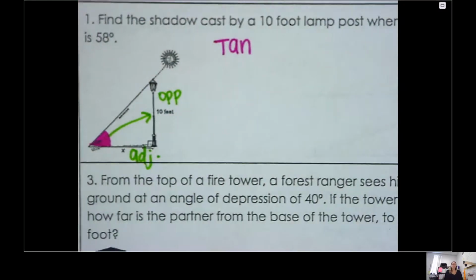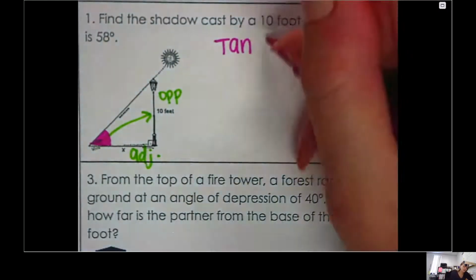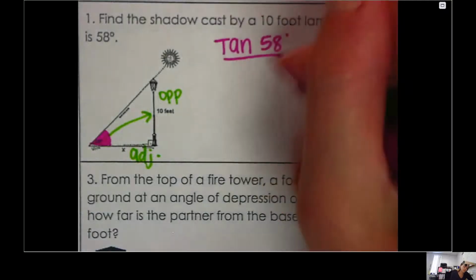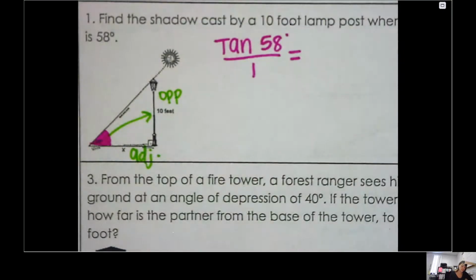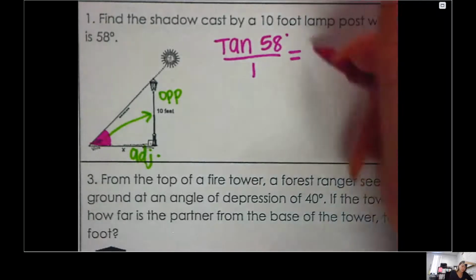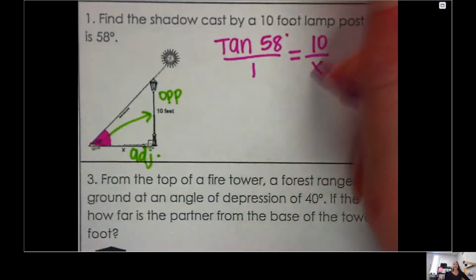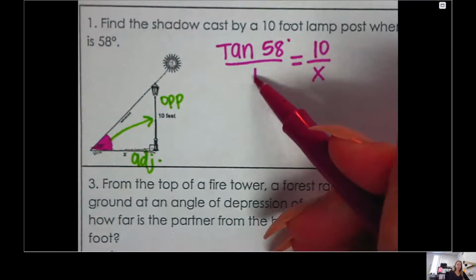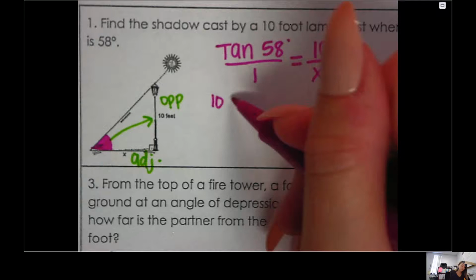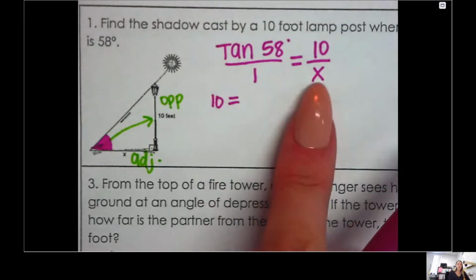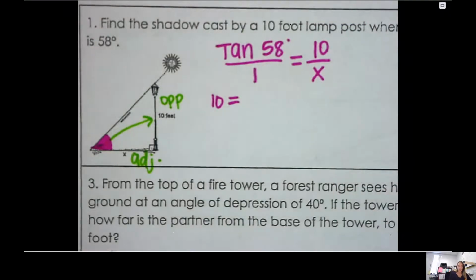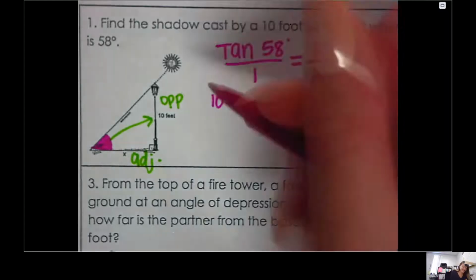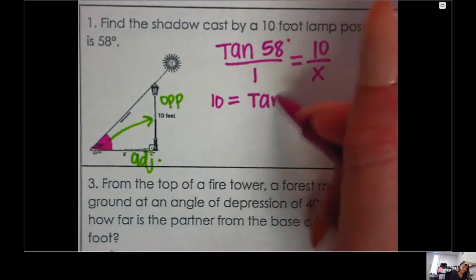Alexa, go for it. Perfect. Hooray! Awesome. And now we're going to solve for X by doing what Amaya told us earlier. We're going to cross multiply. So 10 times 1 is 10. Tangent of 58 times X is what? Yeah, exactly. Tangent of 58 times X.